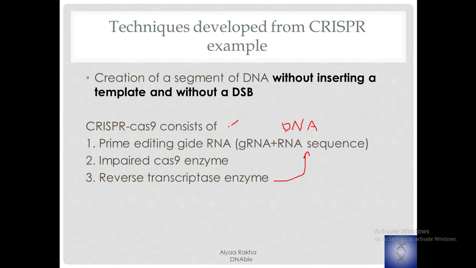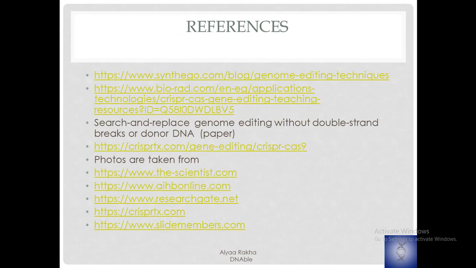So by adding this complex, the reverse transcriptase enzyme can convert this RNA sequence into the required DNA sequence at a specific site with the help of the guide RNA, without causing any cleavage because the Cas9 enzyme is impaired. These are the references, and thanks for watching.